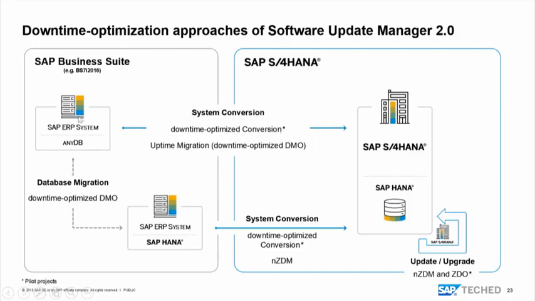Again, you may consider to first move your ERP system on HANA. That is not required as a prerequisite for the conversion, but then you could use downtime optimized DMO as well. And then later on, for starting a system conversion from ERP on HANA, then NZDT can be used, or again, downtime optimized conversion as pilot approach. For updating, upgrading S/4HANA systems, we have NZDM and zero downtime option as well. There's an interesting session from my colleague Jens Fieger on this topic here at TechEd as well.